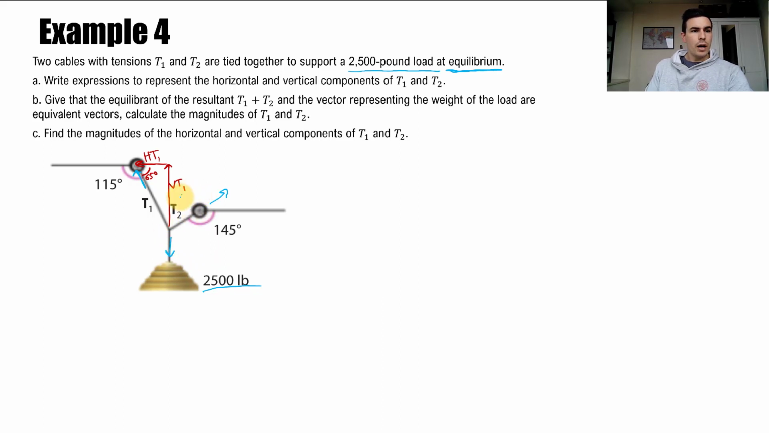So we're asked to write expressions to represent the horizontal and vertical components of T1 and T2. So we have horizontal of T1 and vertical of T1, and we know that this is going to be 180 degrees total. So that minus this 115 gives me an angle right here of 65 degrees. And then here I've got the horizontal component of T2 and the vertical component of T2.